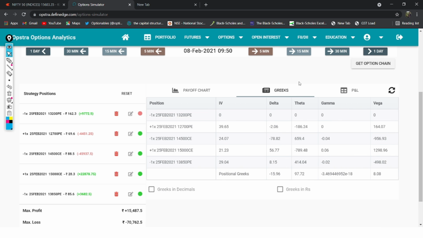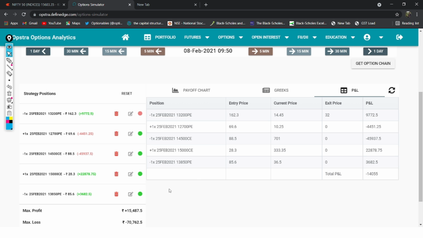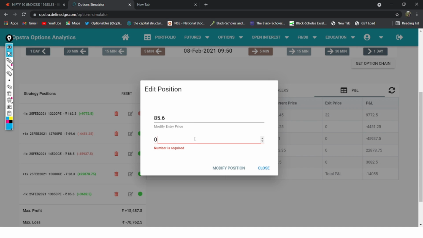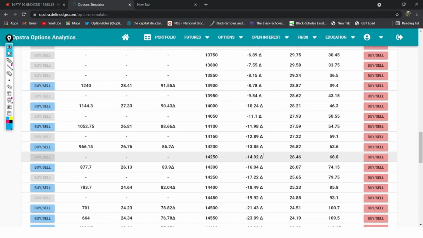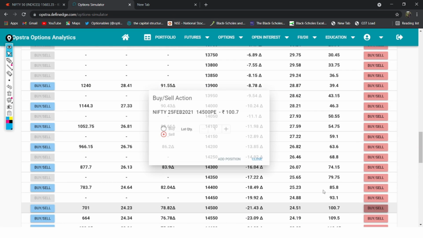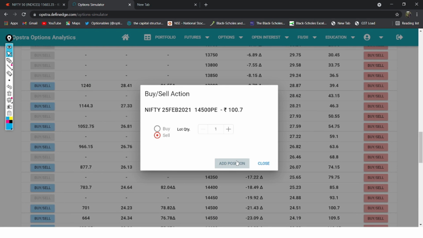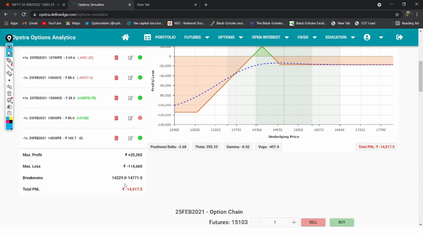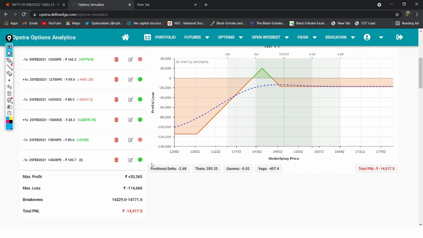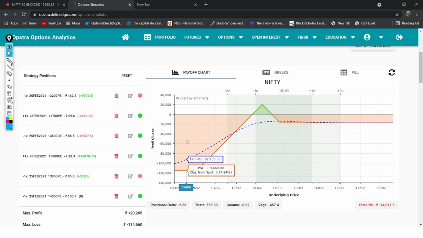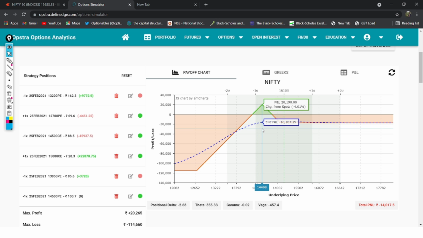It is currently trading at 36 rupees. So we will come out at 36 rupees. We are going to add 14,500 at 100 rupees. So I'm going to add one more lot. So now I am at a loss of 14,000 rupees. If it is going to come back to 14,500, I am going to exit everything. Otherwise, I am just going to hold it.